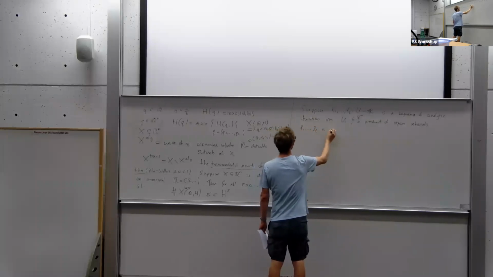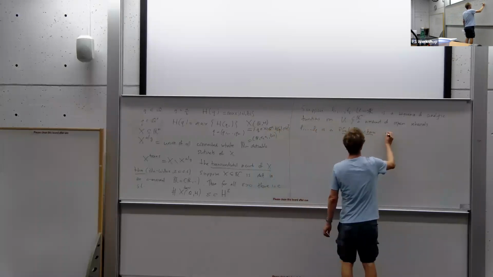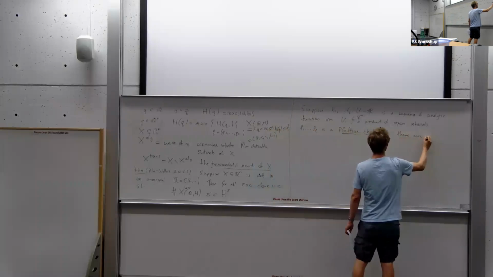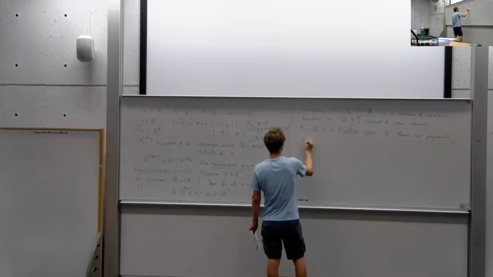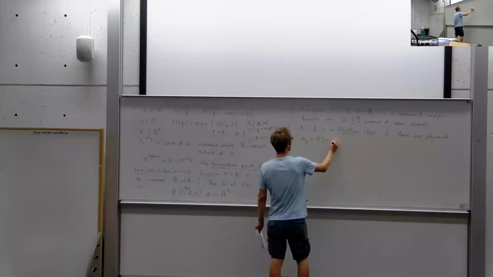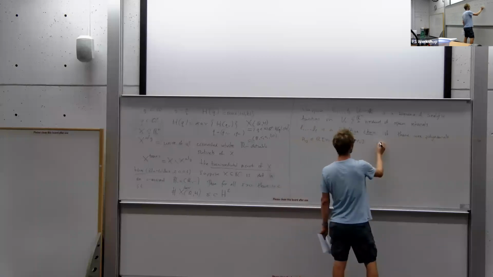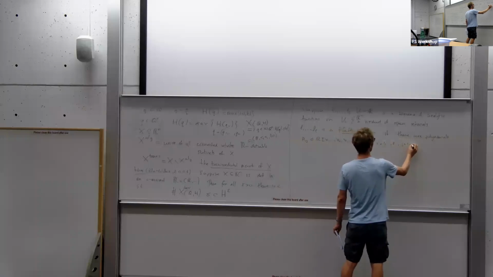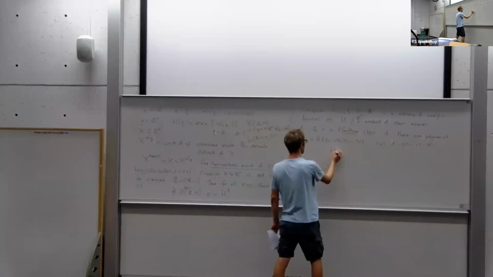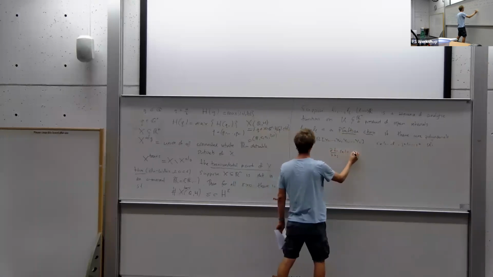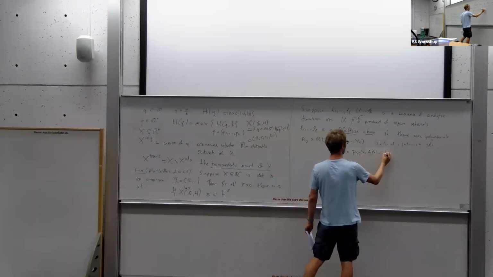F1 up to FL is a Pfaffian chain if there are polynomials Pij in R[x1, ..., xn, y1, ..., yi], where i goes from 1 up to L and j goes from 1 up to n, such that when I differentiate Fi with respect to xj, that is Pij of x1 up to xn, F1 up to Fi.